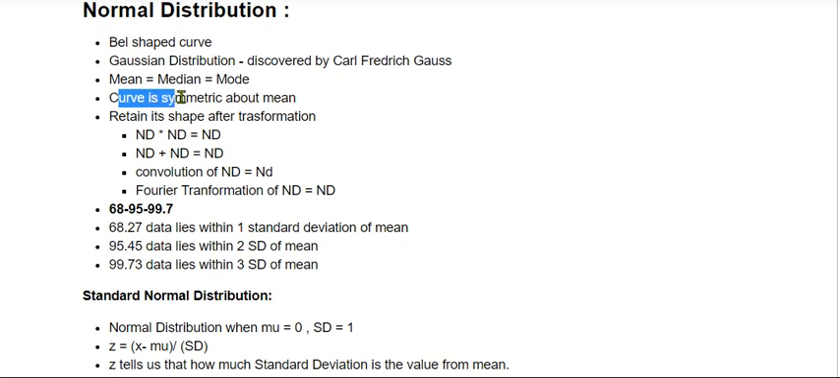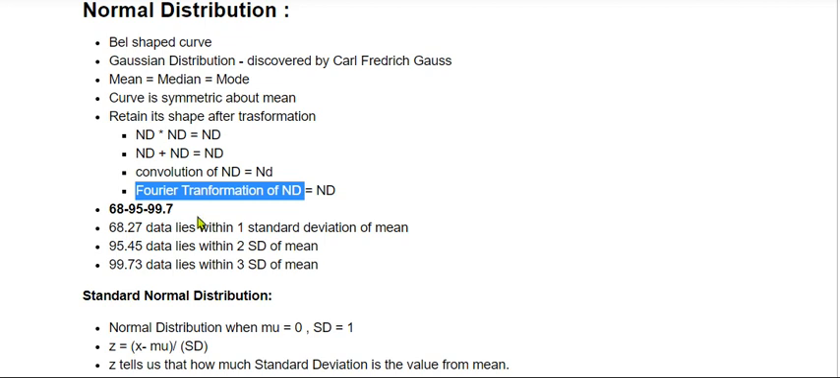The curve is symmetric about the mean, and it retains its shape after transformation. What transformations? If one normal distribution is multiplied by another normal distribution, the result is a normal distribution. If you make the addition, it becomes a normal distribution. When you take the convolution of normal distributions, it is a normal distribution. You can do the Fourier transform of a normal distribution, and it is a normal distribution. So the shape remains the same after the transformation.